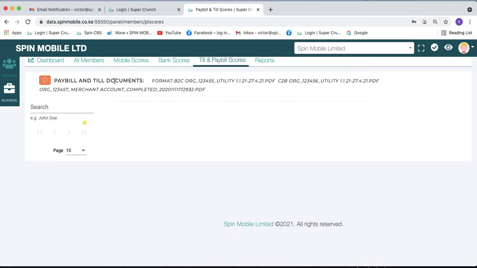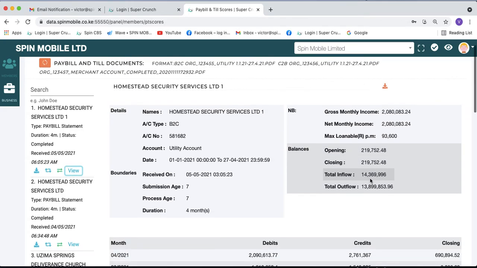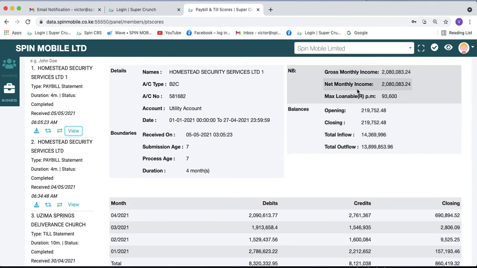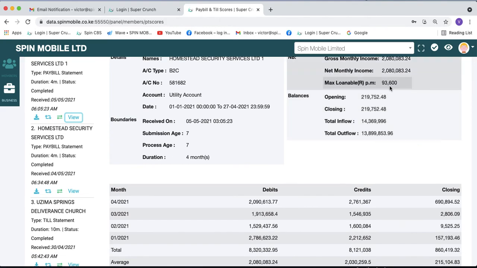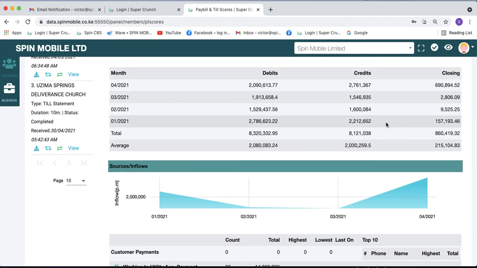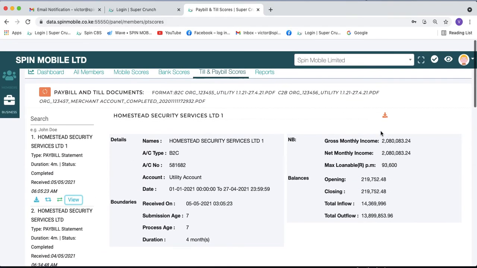Then we also do the same for tills and pay bills. I will use this particular statement to show that. You can see the net money that has come in, all the income over the period of 4 months, the net income that passed through that account, and how much this institution can afford to repay. Also the opening balances, closing balances, the debits and credits, and the closing balance for each and every month. And so this is also very important.